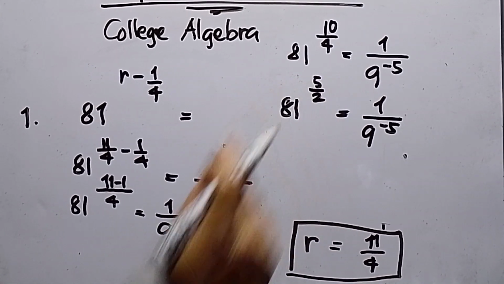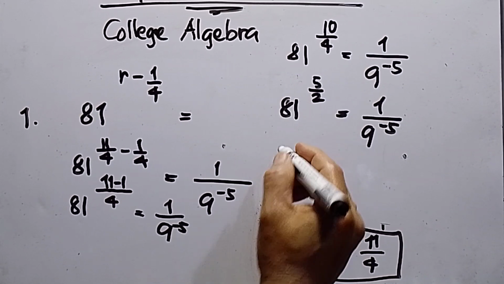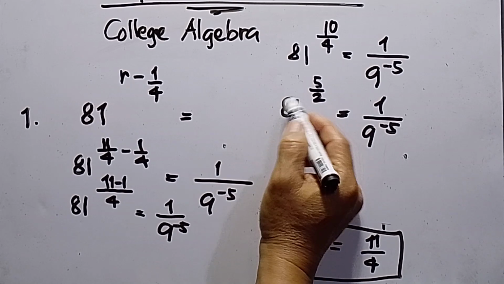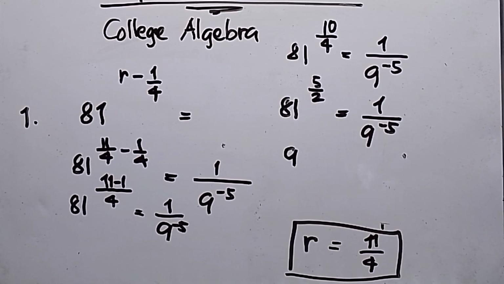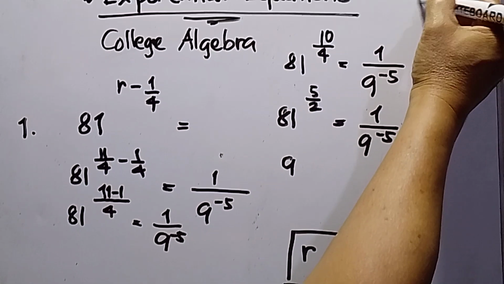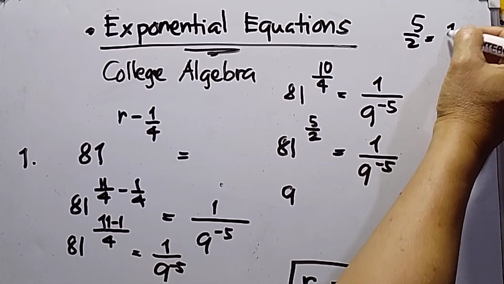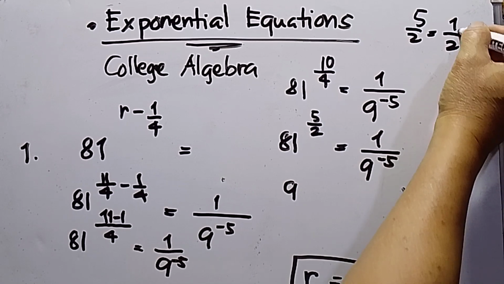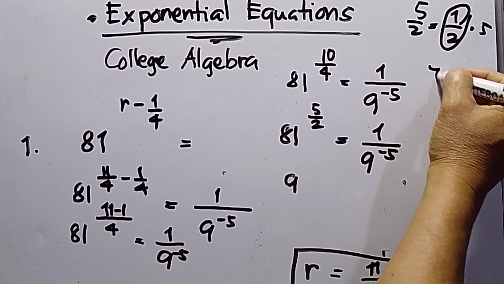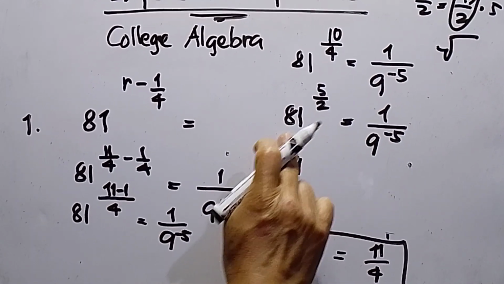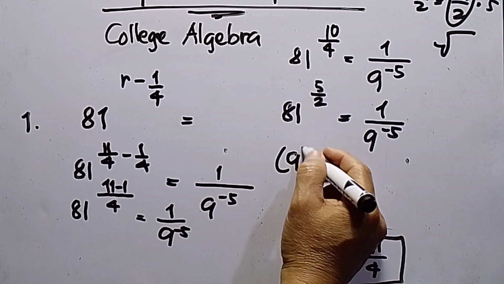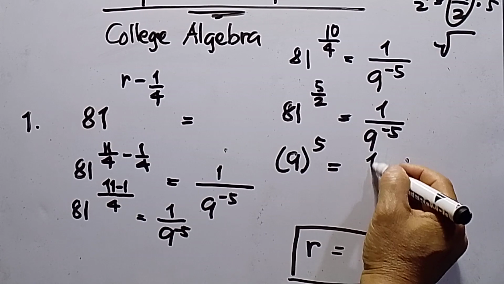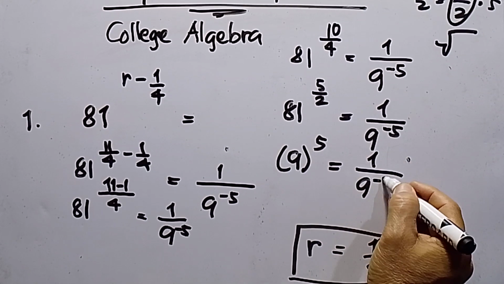So what do you mean by 5 over 2? So meaning square root of 81. Square root of 81 is 9. Right? Because when we say 5 over 2, meaning half times 5. So as we know, half is square root. Okay? So square root of 81 is 9. And then I have now 9 raised to 5 is equal to 1 over 9 raised to the negative 5.